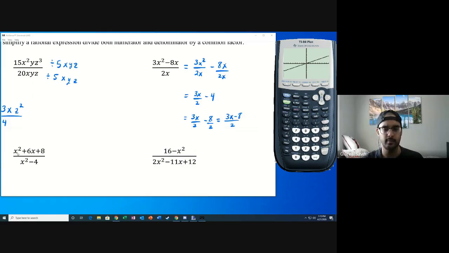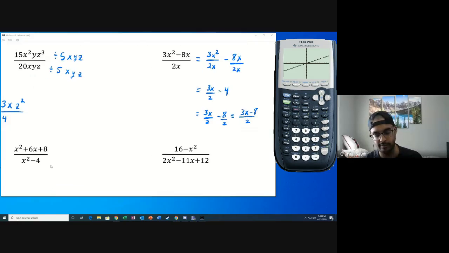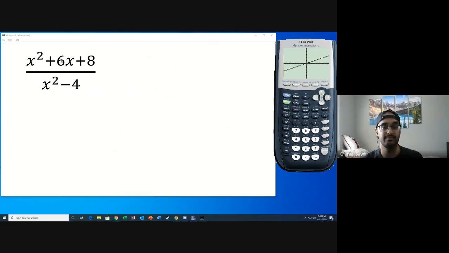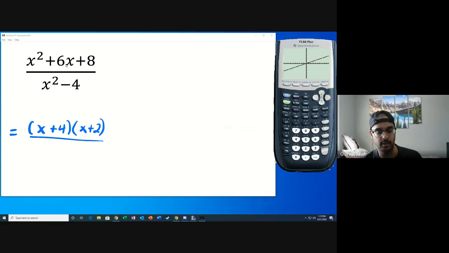Okay, we get into a little bit more complicated ones, but not by much if you remember how to factor quite proficiently. In order to do this and see what I could divide top and bottom in order to simplify, you have to factor it first. And you have to factor completely everything, top and bottom. So we need to find 2 numbers that multiply to 8 and add to 6. Everything's positive here. It's going to be 4 and 2. So on the top, we're going to have an x plus 4 and an x plus 2. Underneath, that's a difference of squares. Square root of 4 is 2. So we're going to have an x plus 2 and an x minus 2.